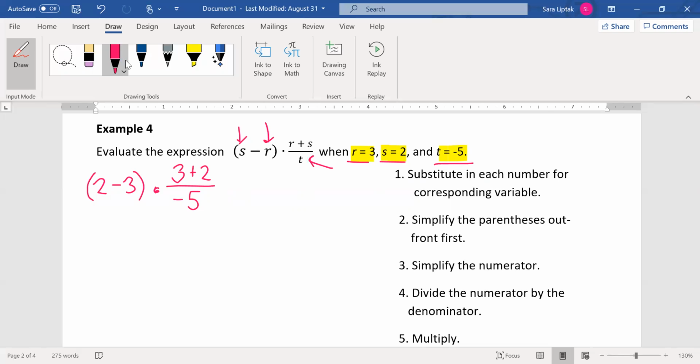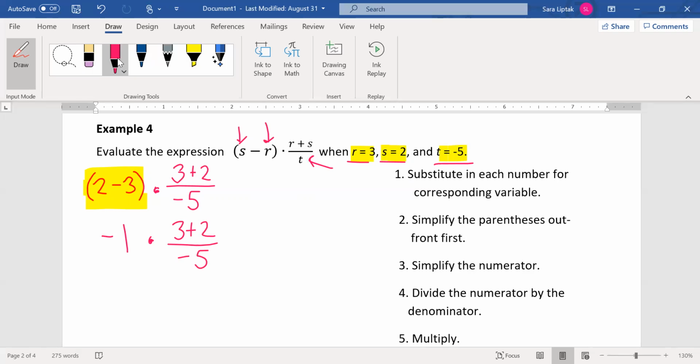Once you are done there, it says step 2, simplify the parentheses out front first. That is just what PEMDAS tells us to do, parentheses first. If I have 2 and I'm subtracting 3 from that, what do I get? A negative 1. Then I'm going to write everything else the exact same way it is. So multiplied by 3 plus 2 divided by a negative 5.